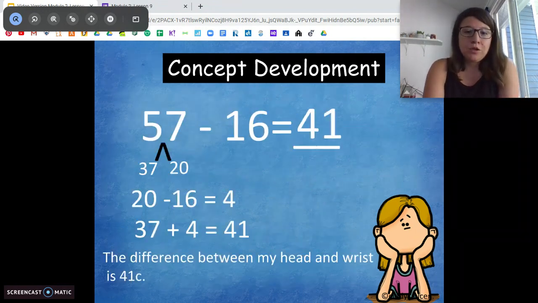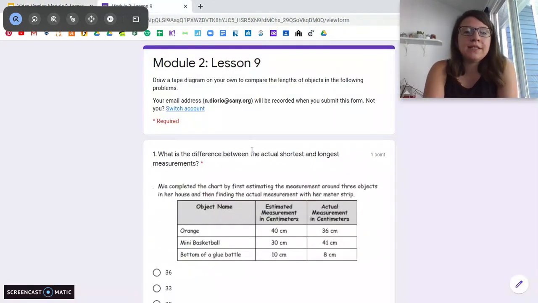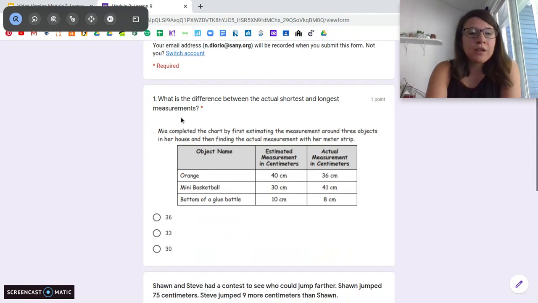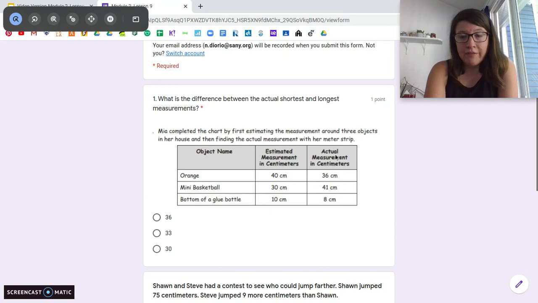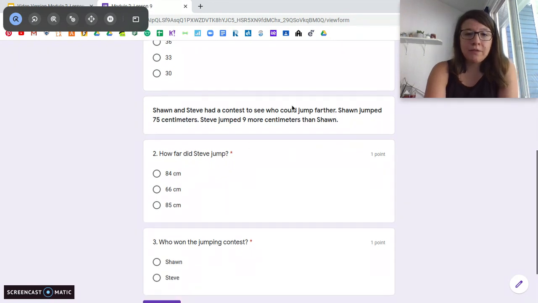Okay, so we're going to skip this one. Your problem set for today only has 3 questions. Easy peasy. The first one, you're going to use this chart. The question says, what is the difference between the actual shortest and longest measurements? So here we have our friend Mia. She estimated and she used actual measurements. I want you to use the actual measurements, okay, to find the difference between the shortest and the longest. So you're going to use this column.